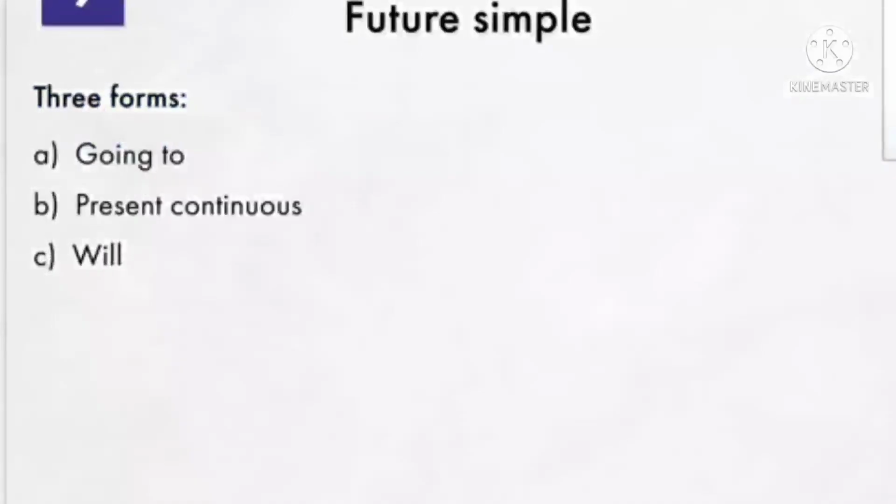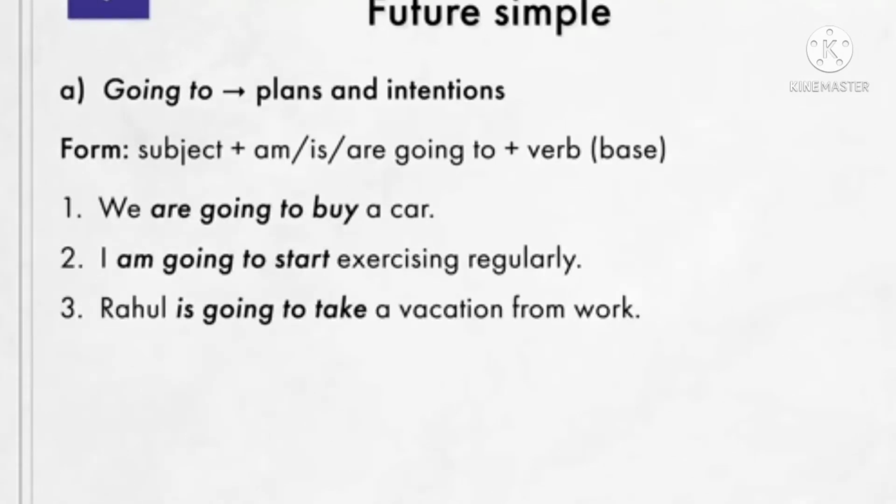Future simple has three forms: going to, present continuous, and will. Let's talk about where to use these three forms. Going to, we will use it for plans and intentions. We make this form with a subject, am, is, or are, and then going to plus a verb base.